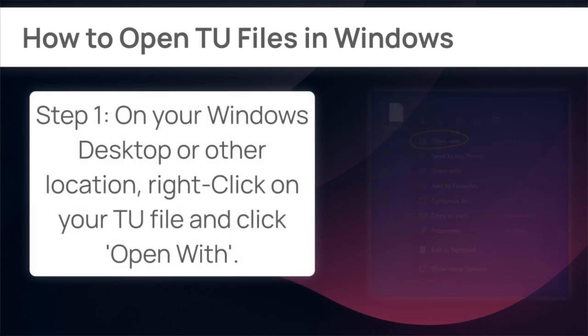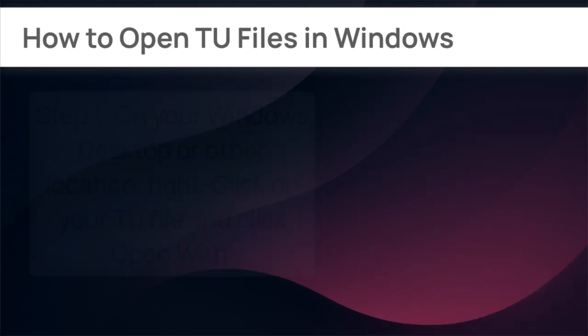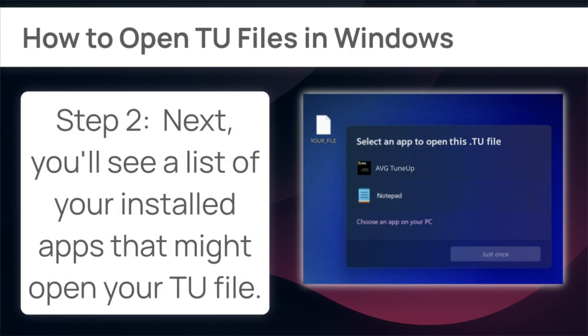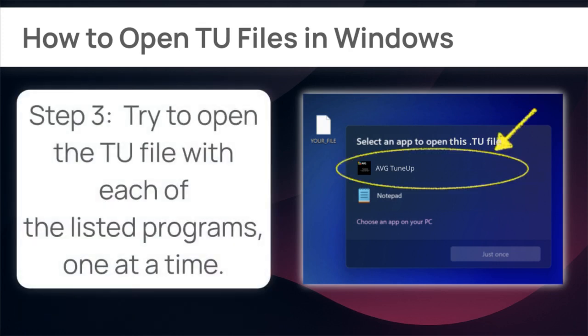We're checking for file signature recognition. Right-click your TU file and click Open With. If AVG TuneUp is an option, try it. If it fails, select another program. We need to find the correct application hook.